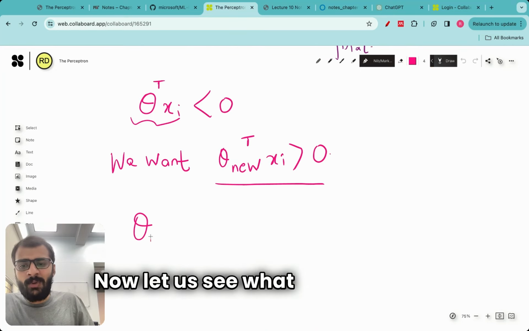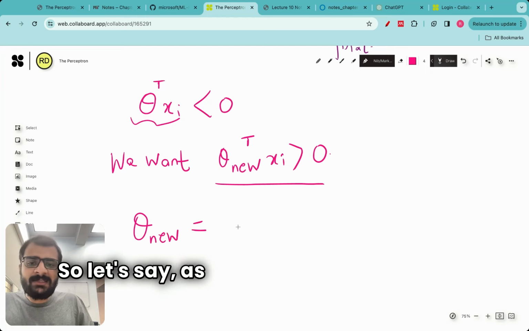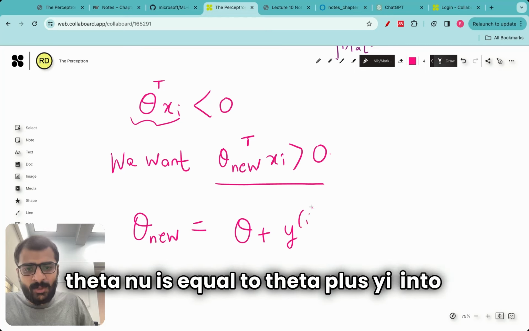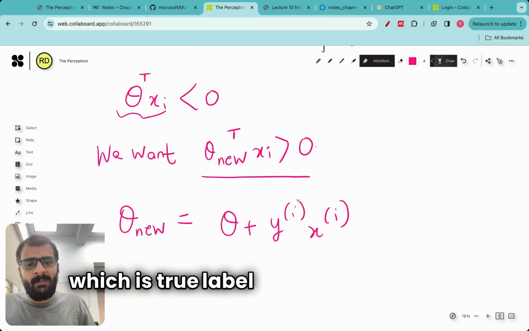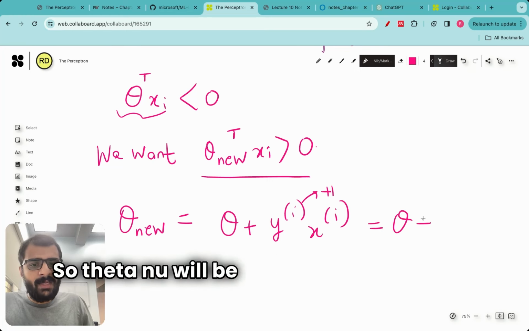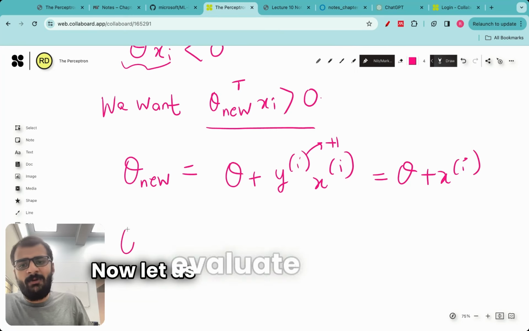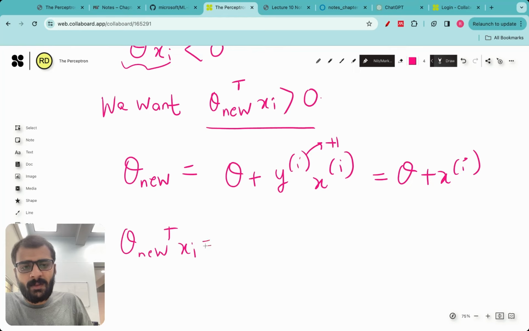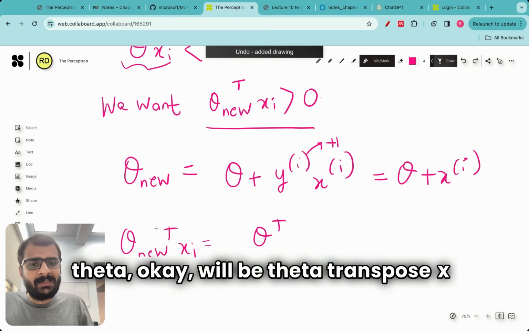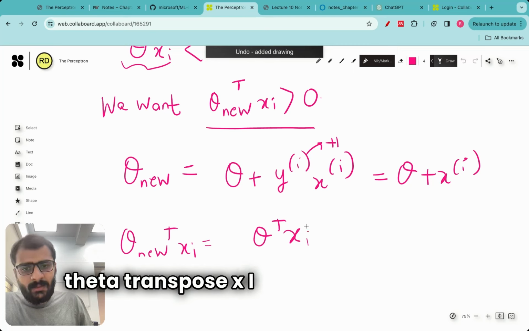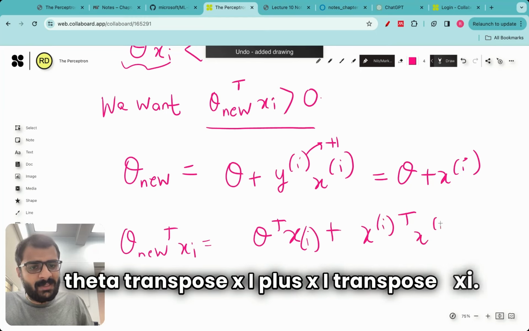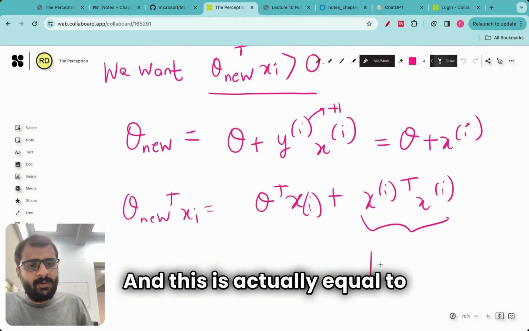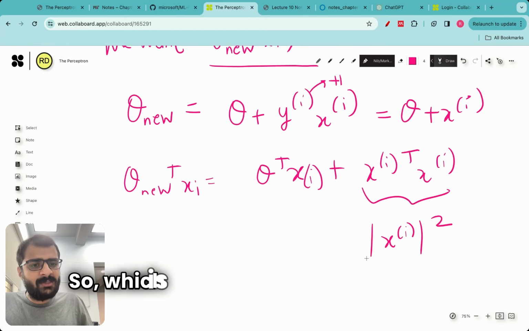Now let us see what the effect of adding yi xi will be. As we saw in the perceptron, let's say theta nu is equal to theta plus yi into xi, correct? For the point which we have, xi, the yi, which is its true label, is equal to plus 1. So theta nu will be equal to just theta plus xi. Now let us evaluate what theta nu transpose xi is. Theta nu transpose xi will be theta transpose xi plus xi transpose xi, and this is actually equal to the magnitude of xi squared, which is always a positive number.